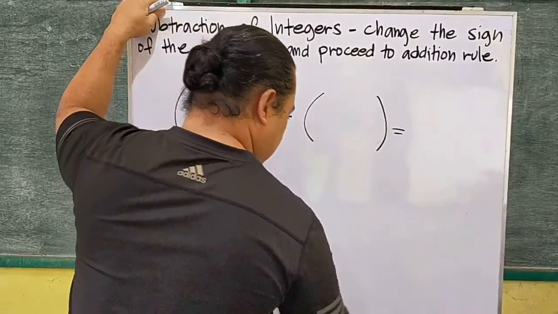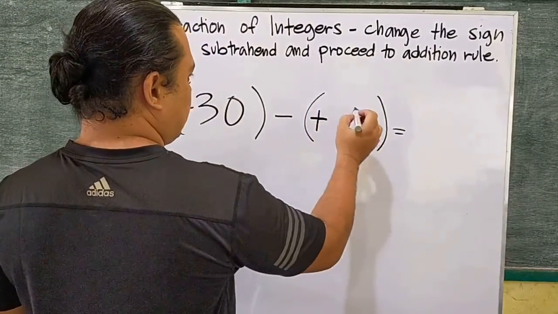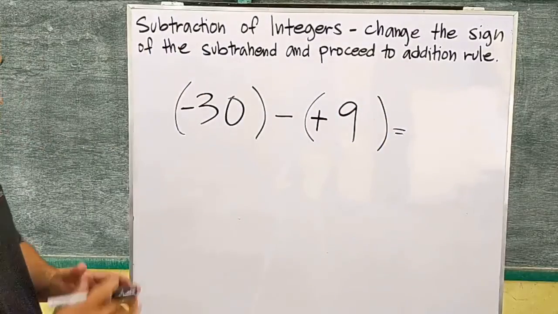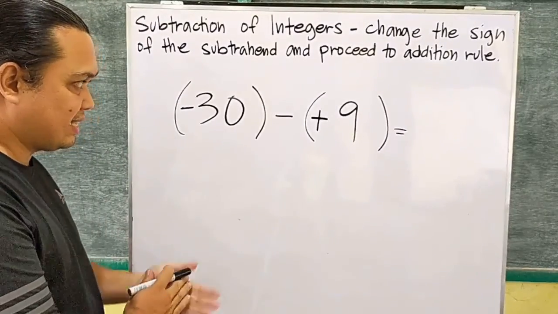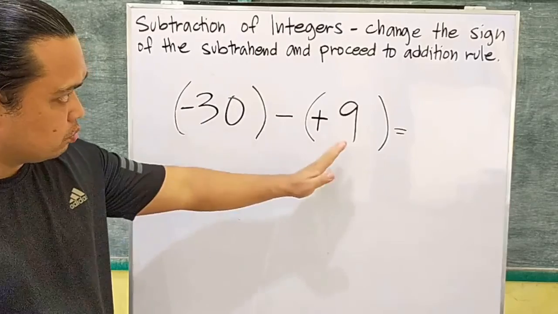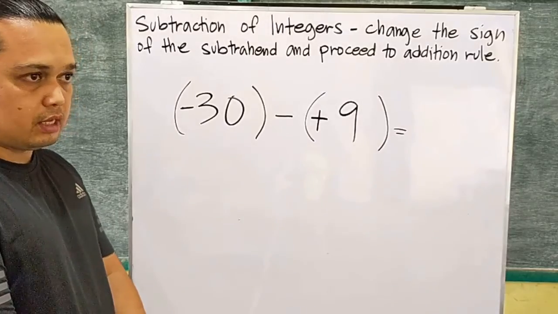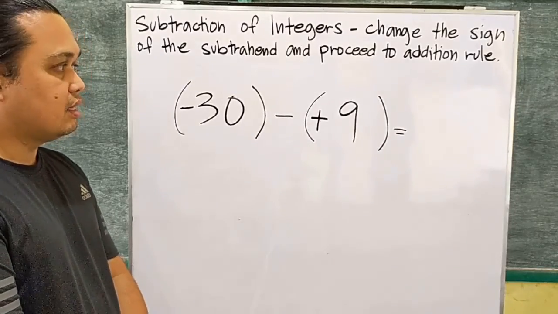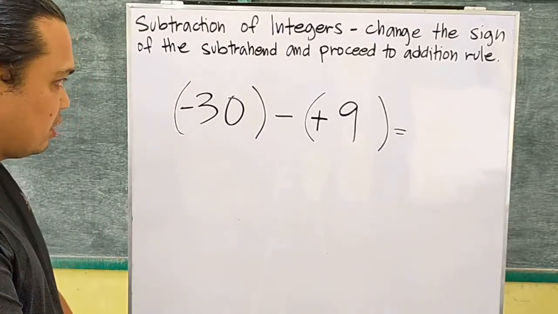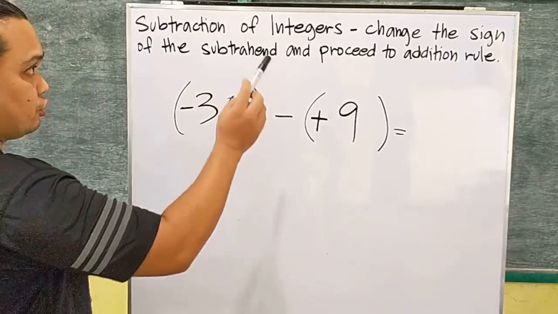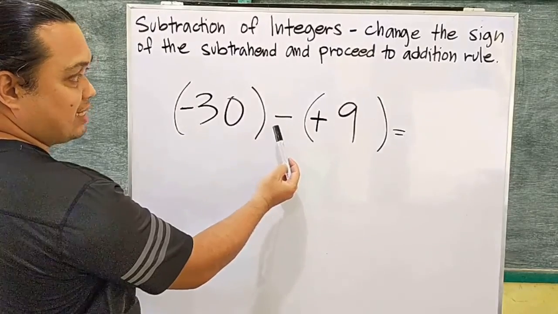How about if we have negative 30 minus positive 9. So we are subtracting integers. So we are subtracting unlike integers. But to subtract, we add. We add the opposite of the subtrahend. Okay? So let's explain it further. So change the sign of the subtrahend and proceed to addition using the addition rule.